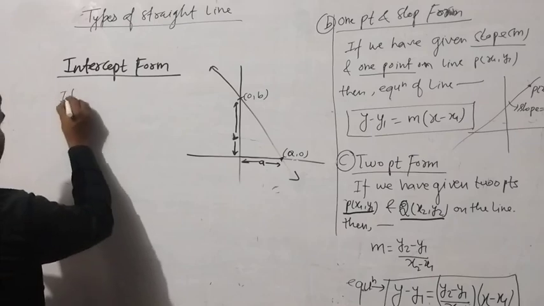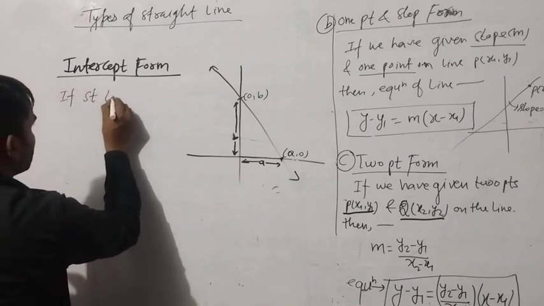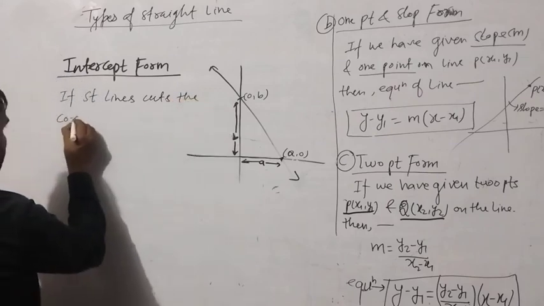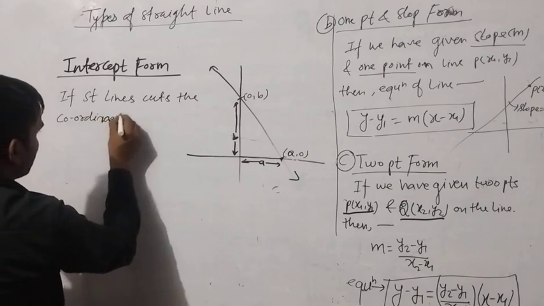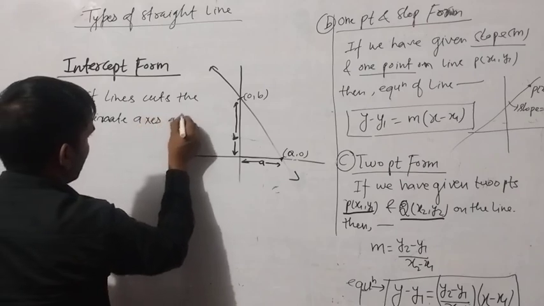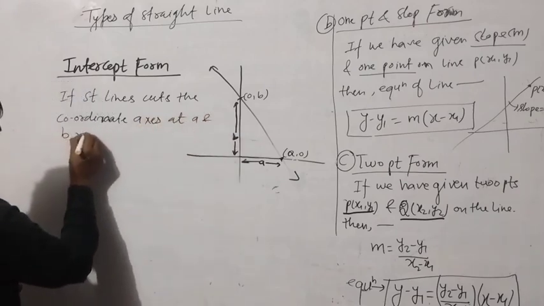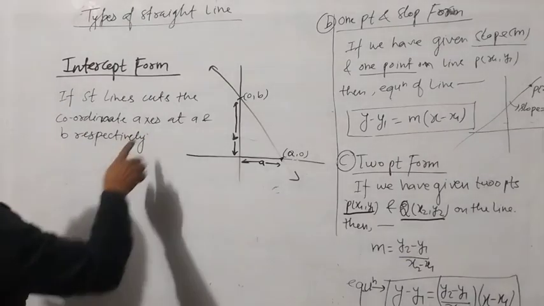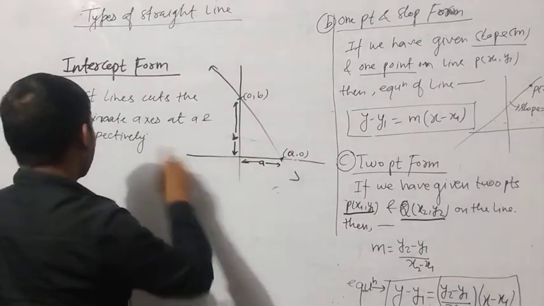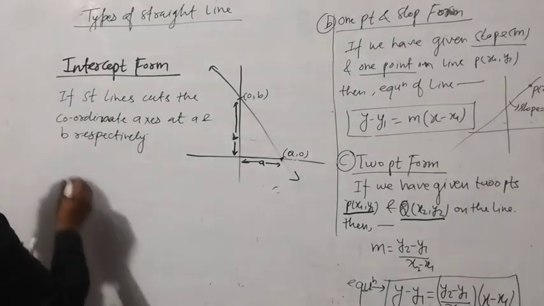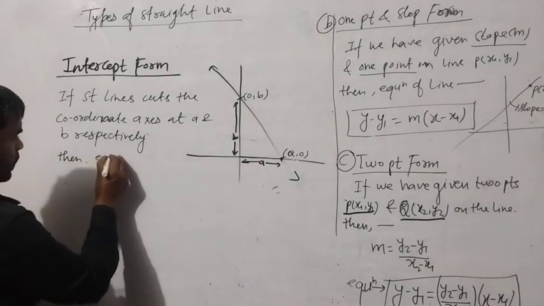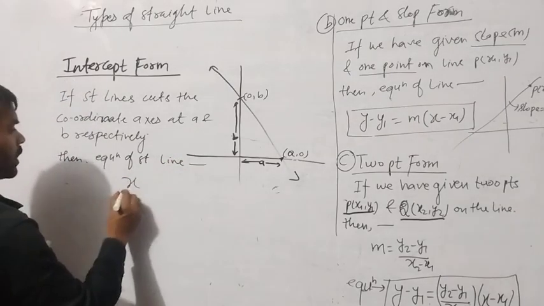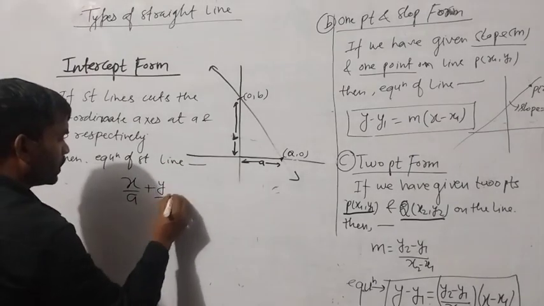So if a straight line cuts the coordinate axes at A and B respectively, where A is the intercept on the x-axis and B is the intercept on the y-axis, then the equation of the straight line we can write as x by A plus y by B is equal to 1.